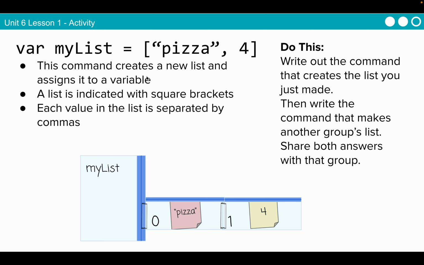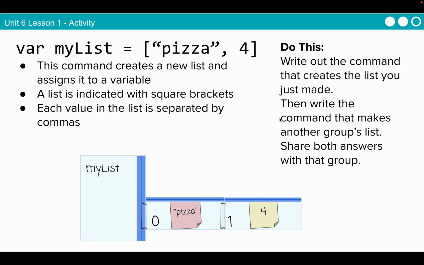So this is something you should add into your journal. This is how you create a list. This command is what creates and assigns a list to a variable. A list is indicated by square brackets. Notice the square brackets. Variables just use parentheses, but if you see square brackets, you know it's a list. Otherwise, this left part of the equal sign looks the exact same as a variable would. Now, each value in the list is separated by a comma.